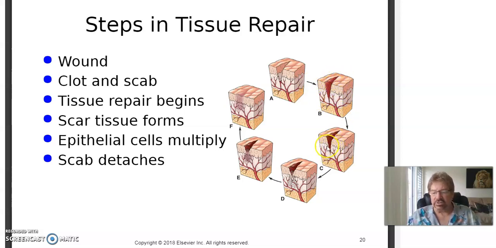And then C, tissue, scar tissue starts forming. The epithelial cells multiply. Scab detaches and heals up. Sometimes it'll have a scar. It depends on how deep and extensive the wound was.